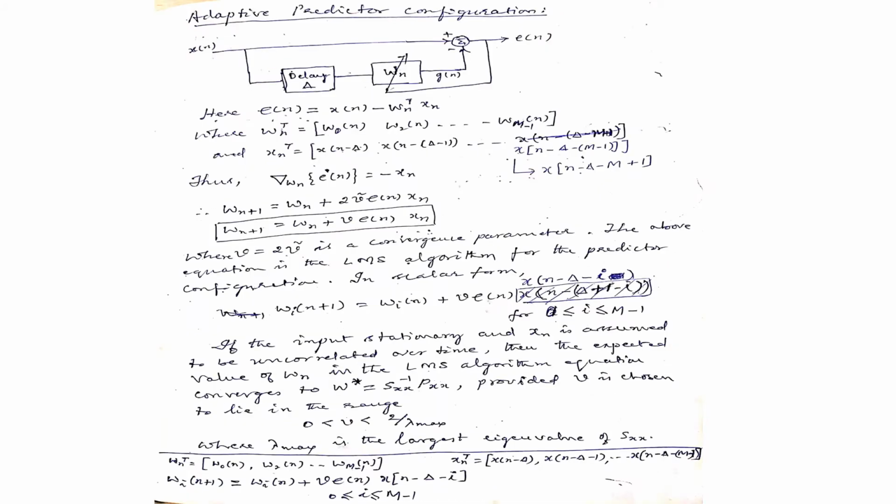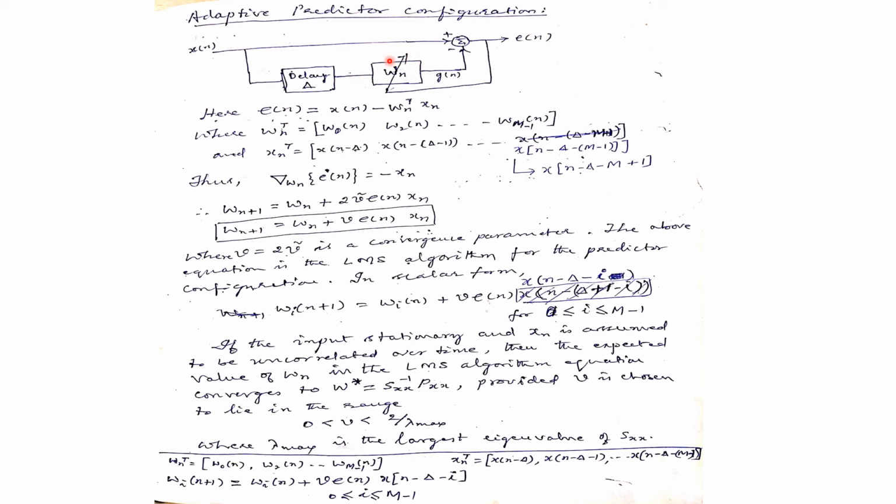The same logic can be applied to the other two configurations also. So this is the adaptive predictor configuration, wherein you have the signal x(n) delayed by a sample duration and then applied to a filter and then subtracted from x(n) to get the error signal.